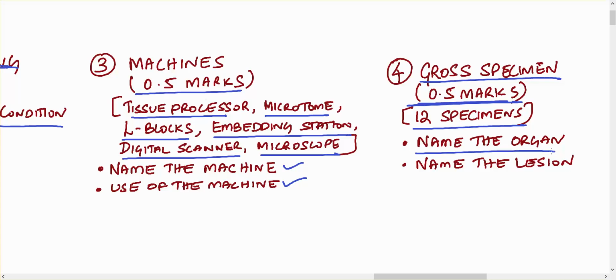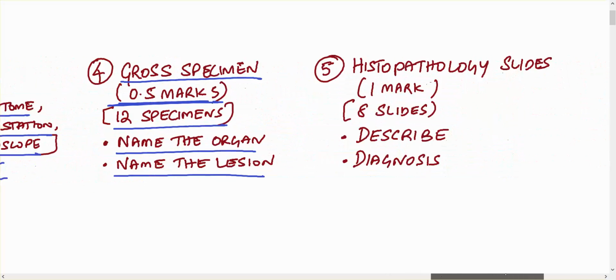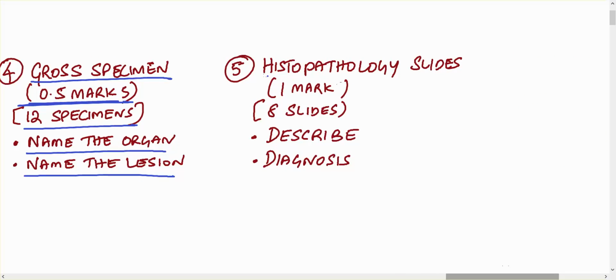For example, if it is a myocardial infarction which they kept, you have to name it as a heart, and the lesion is transmural infarction. Likewise, you have to write for the gross specimens, it has 5.5 marks for that. And now coming to the last slide, it is a histopathology slide. It has 1 mark. So total 8 slides have been discussed during the practical laboratory sessions, and you have to describe the slide and you have to write the diagnosis.